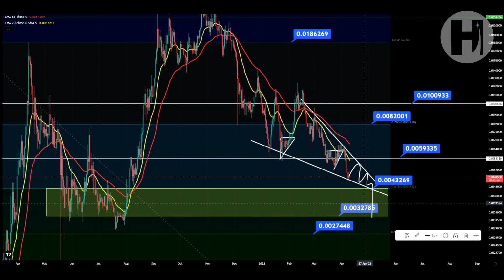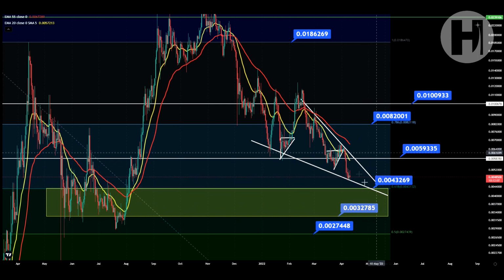Obviously, that can happen if we have any bearish news, any FUD, but I would expect us to break out of this pattern with authority once we get even closer to the apex.